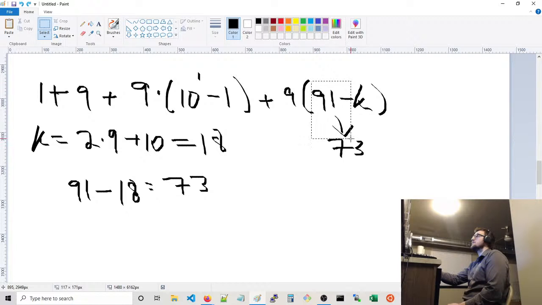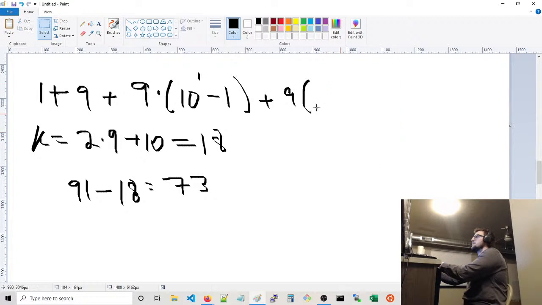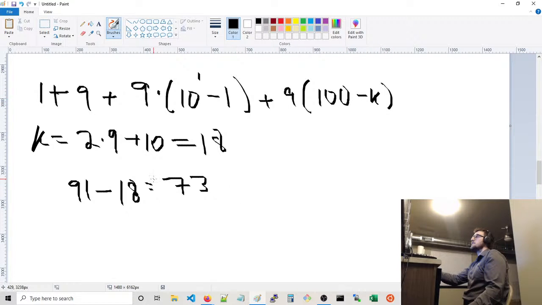Oh, no, this is wrong. You actually would have 100 minus k. And, right, you lose 2 digits for each, and then one of them you lose 10 altogether.